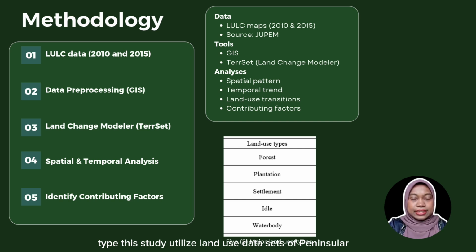This study utilized land use datasets of Peninsular Malaysia for 2010 and 2015 obtained from the Department of Survey and Mapping Malaysia, which is JUPEM. The datasets were prepared and pre-processed using GIS before being analysed through the Land Change Modeler. The analysis focused on identifying spatial patterns, temporal trends, and major land use transitions. Finally, the observed changes were evaluated to determine the potential factors contributing to the land use conversion.